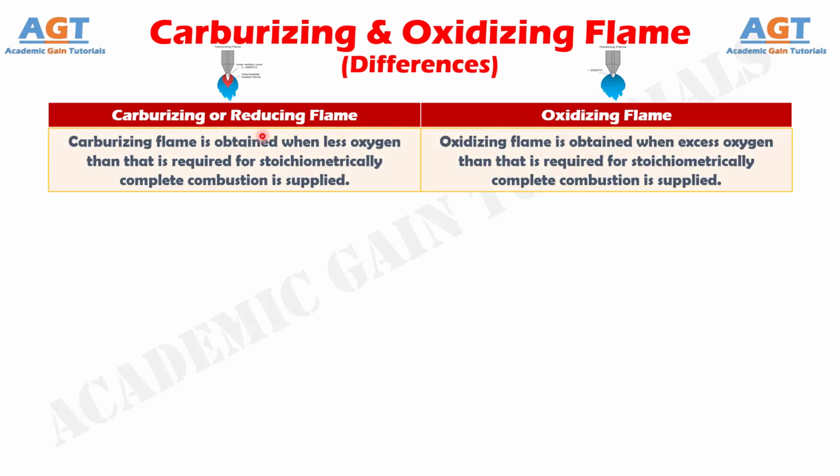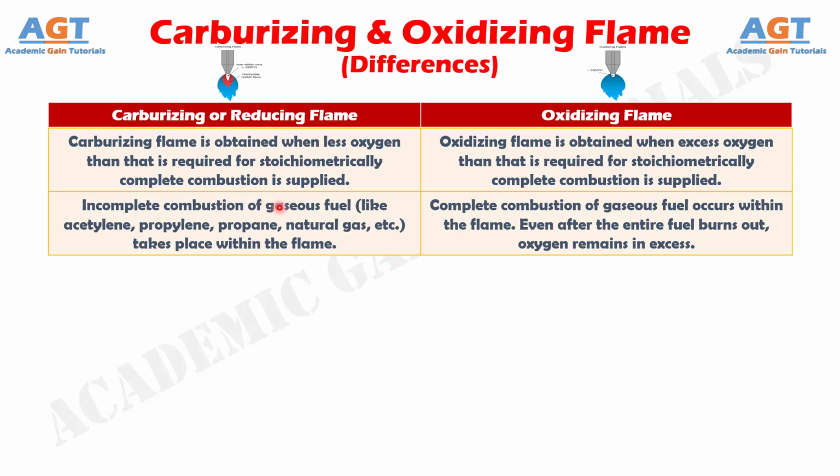Difference number 1. Carburizing flame is obtained when less oxygen than that is required for stoichiometrically complete combustion is supplied, whereas oxidizing flame is obtained when excess oxygen than that is required for stoichiometrically complete combustion is supplied. Number 2. Incomplete combustion of gaseous fuel, like acetylene, propylene, propane, natural gas, etc., takes place within the carburizing flame, whereas complete combustion of gaseous fuel occurs within the oxidizing flame. Even after the entire fuel burns out, oxygen remains in excess.